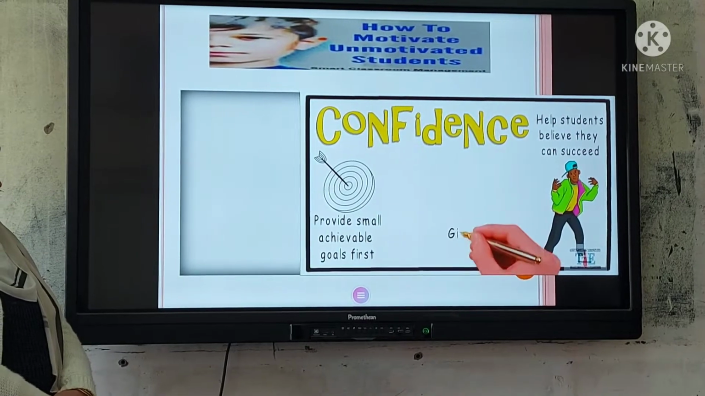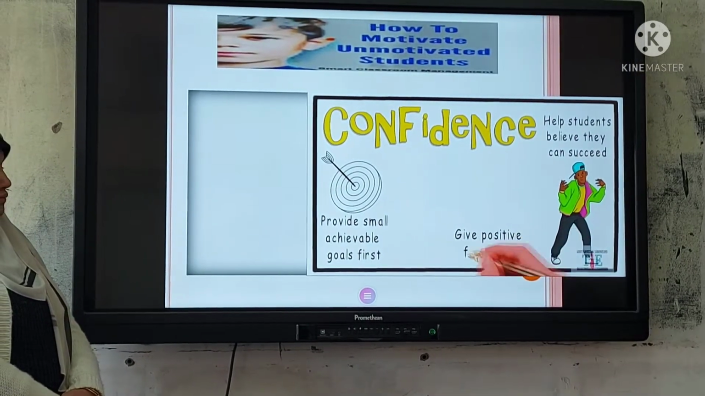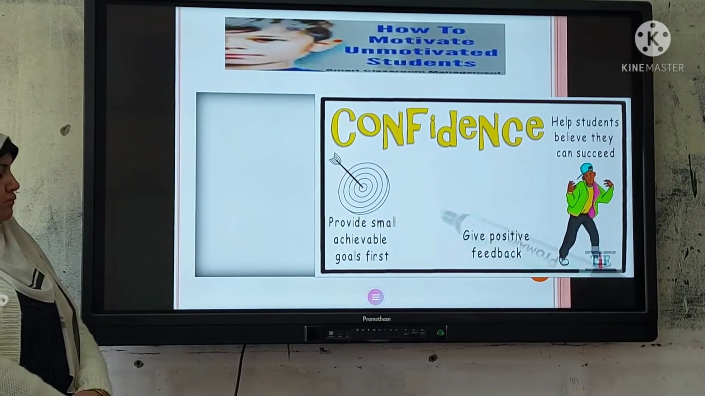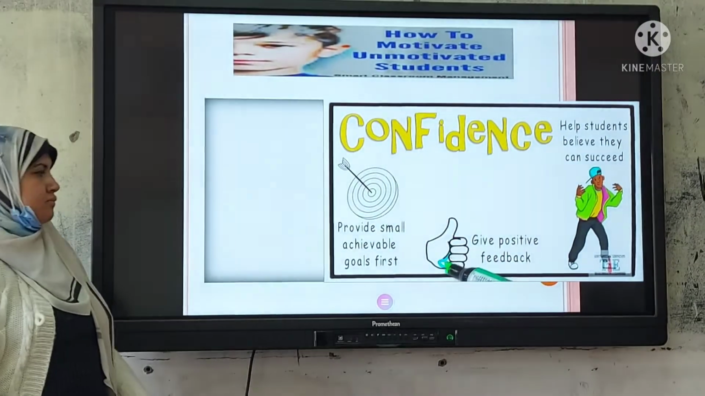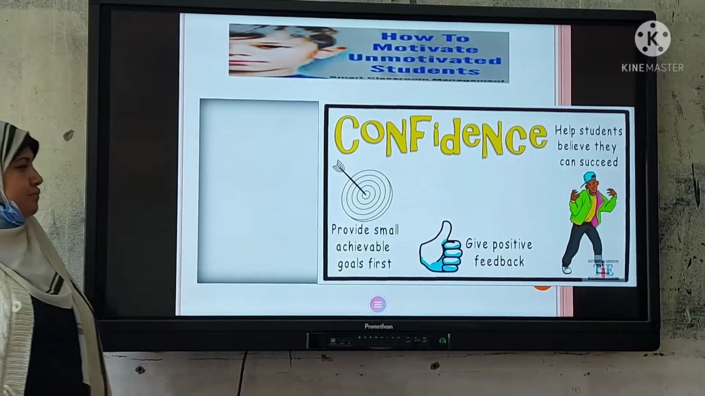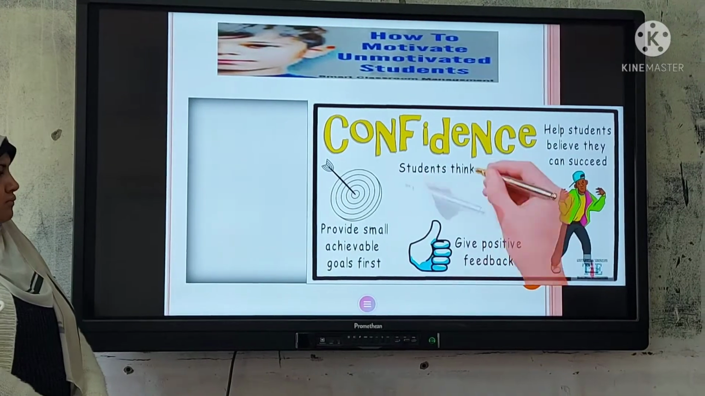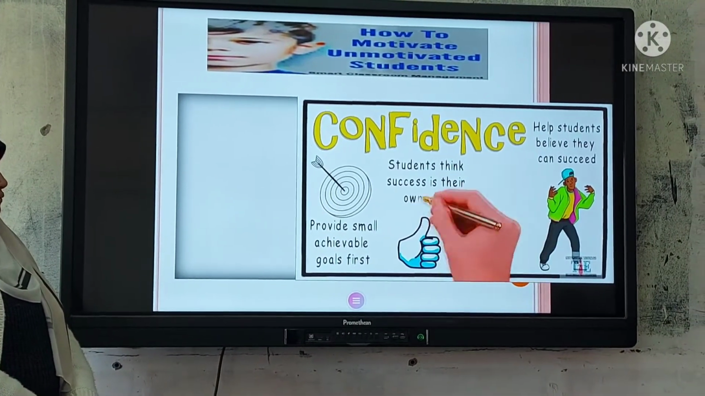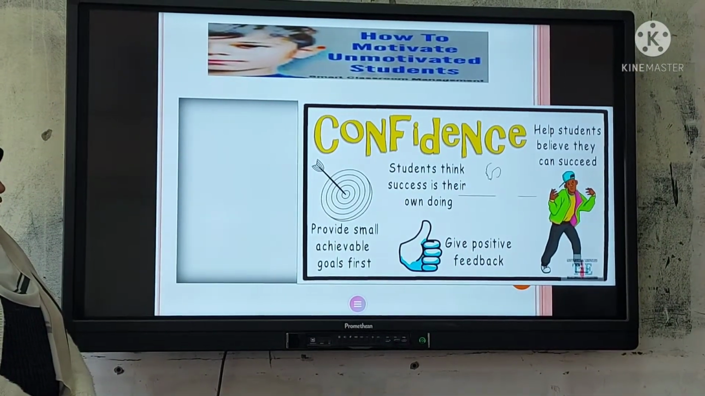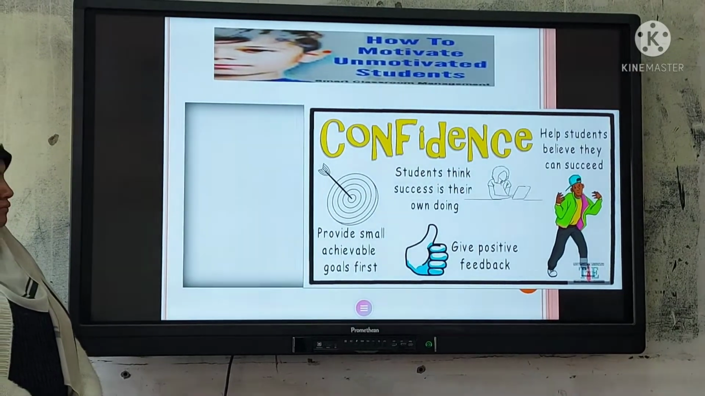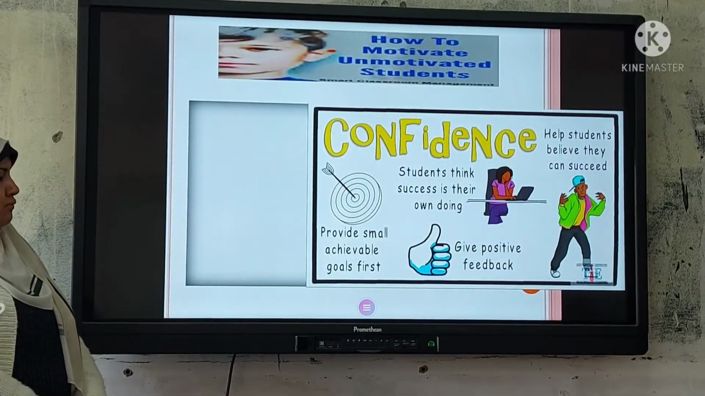So help them believe. Whenever there's an opportunity, give positive feedback to your students. Positive feedback will gradually help students build confidence. Ultimately, you want students to think that their success is of their own doing. This means avoiding simply giving your students the answers. Let them work it out for themselves.